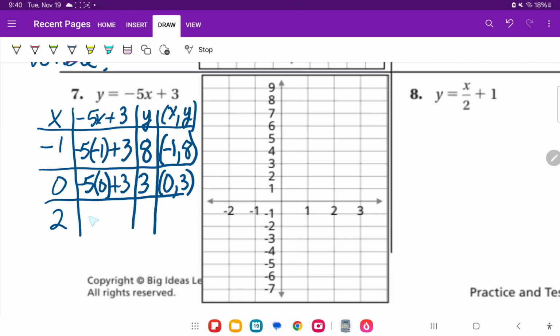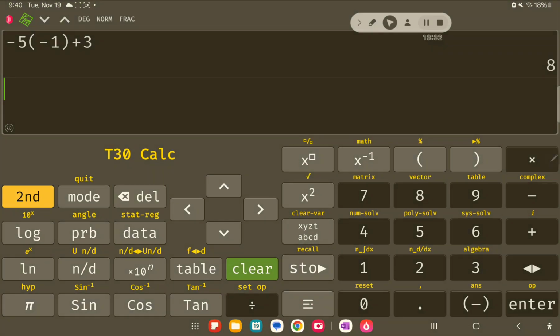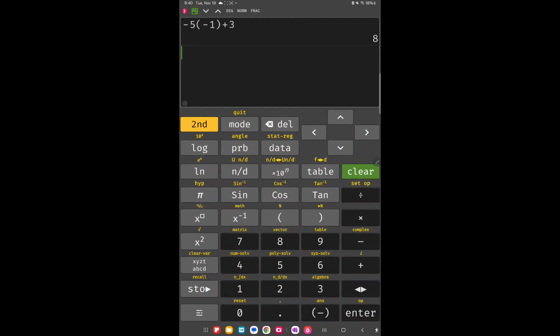Okay, so then the last one, we're going to put in 2 right here. So -5 times 2 plus 3. All right, so I'm going to put that in my calculator. -5 times 2 plus 3. So that's going to give me -7.